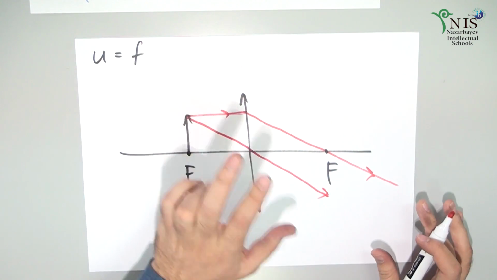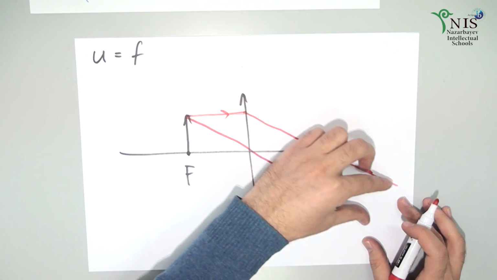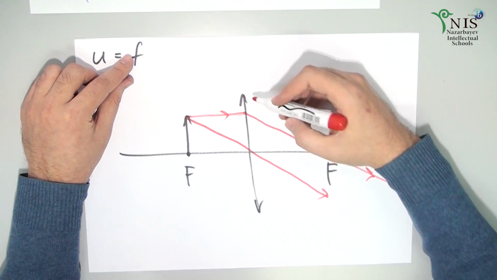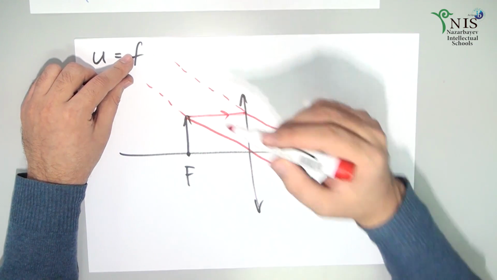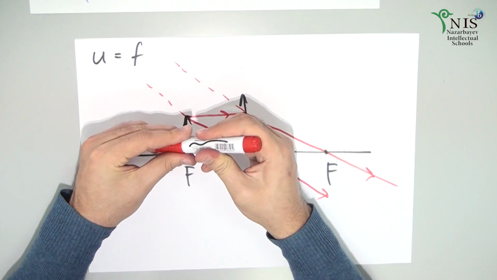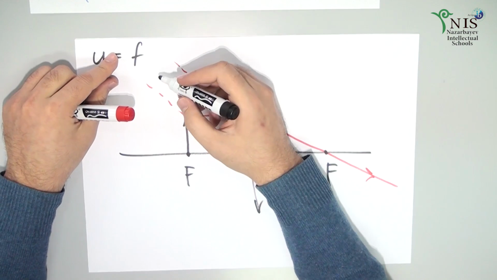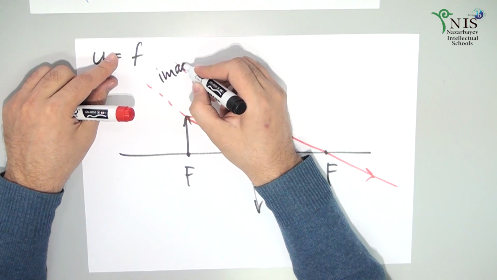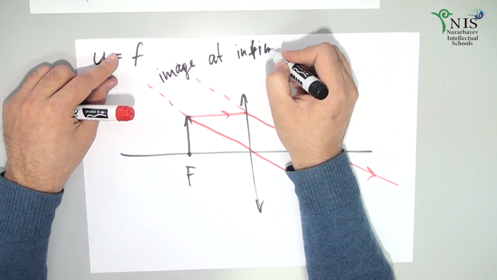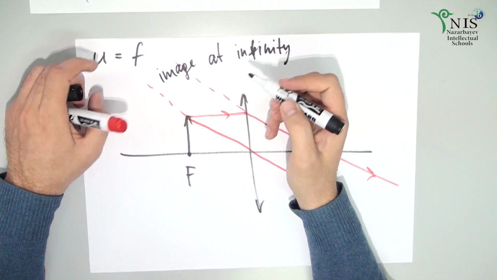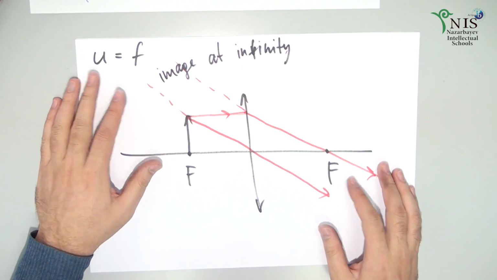If you draw it properly, you can notice that these two rays are parallel, and even if you draw them in the opposite direction, they don't intersect. Therefore, we say that the image is at infinity. Image at infinity. So, is it real or virtual?